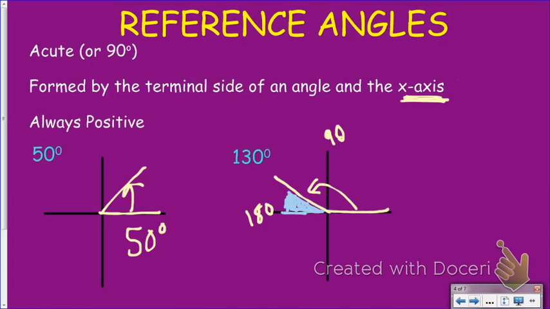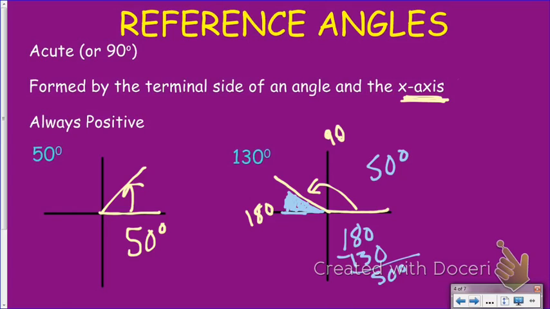And in order to figure that out, that's why the picture is really helpful. If I know it's 180 degrees to that straight line, I can figure out that little blue colored in piece is just 180 minus 130, which is 50 degrees. So my reference angle here is 50 degrees.